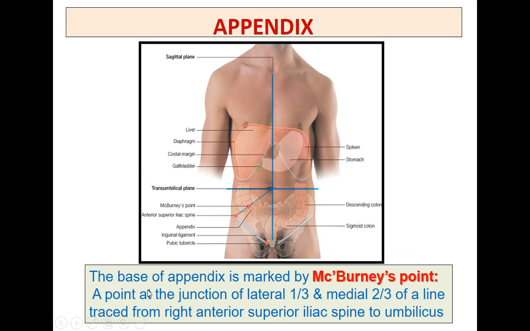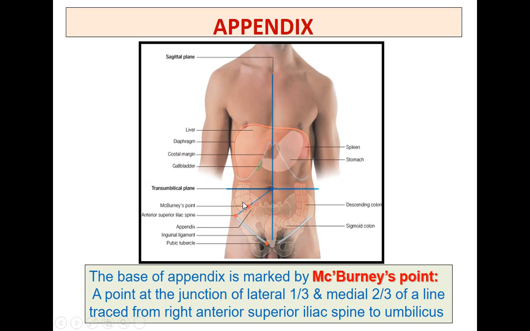So what is this point? It is a point at the junction of the lateral one third and medial two thirds of a line traced from the right anterior superior iliac spine to the umbilicus. This is the most anterior bony projection in the pelvis. You can feel it even from outside. If you feel your own pelvis, most anteriorly you can feel a bony projection called the anterior superior iliac spine. Draw a line from the anterior superior iliac spine to the umbilicus.